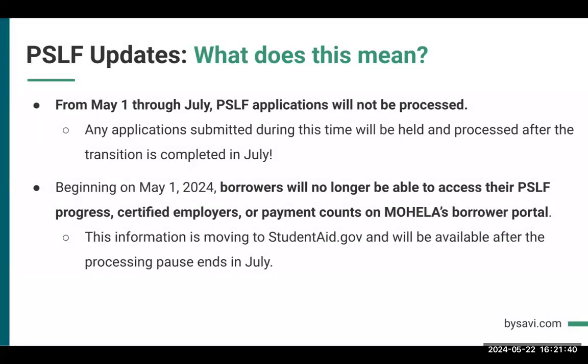As I said, everything is on hold and they're not processing anything. You can still apply, but they won't be sending out any notifications, any updates, anything until processing resumes later this summer. If any of you have already begun pursuing PSLF, your progress will be temporarily unavailable. You won't be able to see your progress in your MOHELA account, but it will be available once the transition is complete on studentaid.gov.